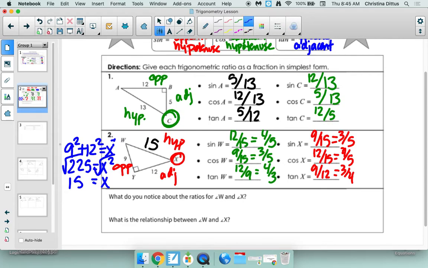So what do you notice about the ratios for angle W and angle X? Which ones are flipped? Not opposite, but just reciprocals. Which ones match? The tans. So we notice that the tans are flipped.